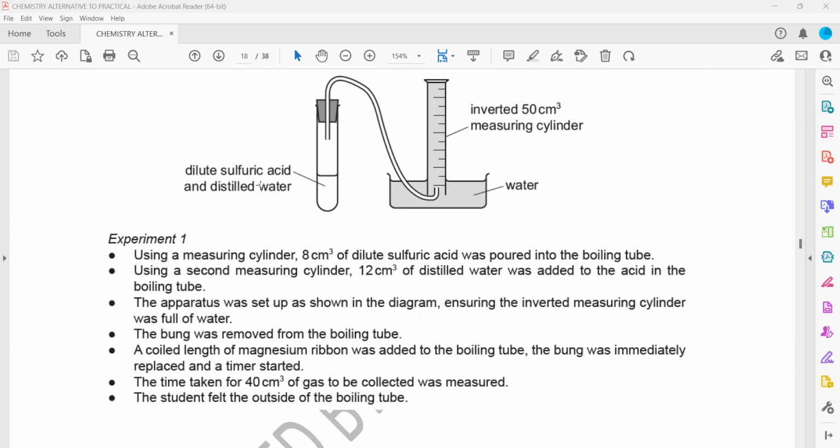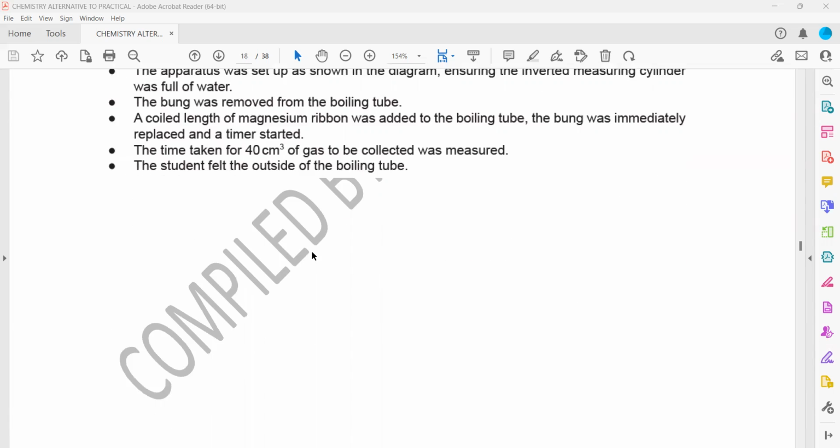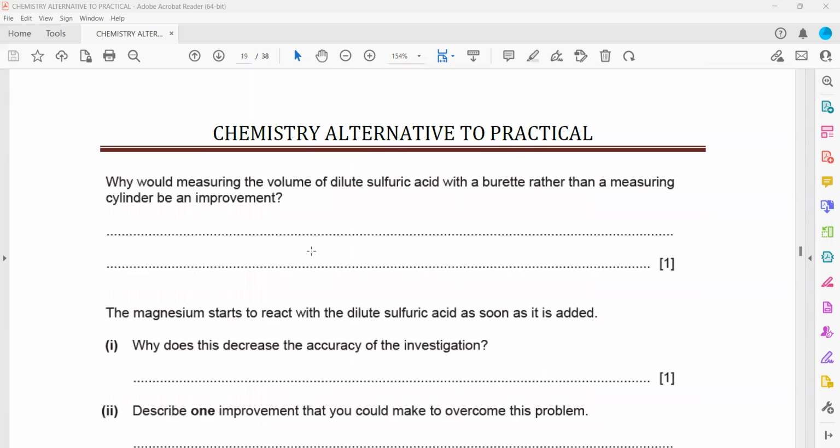Here we have dilute sulfuric acid and distilled water, and then we add the magnesium. A bung is immediately placed and a timer started, and the time taken for 40 cm³ of gas to be collected was measured. The student felt the outside of the boiling tube, and heat is there.